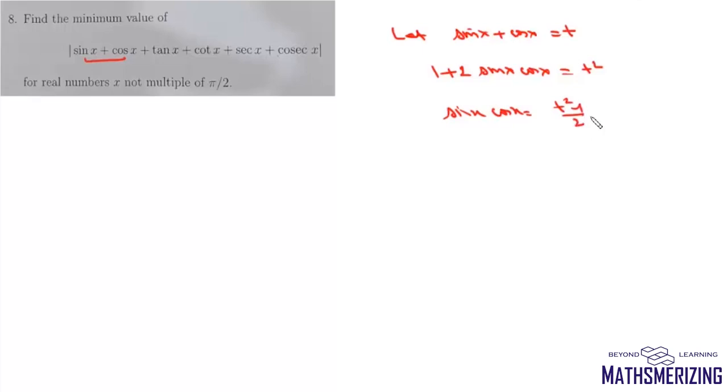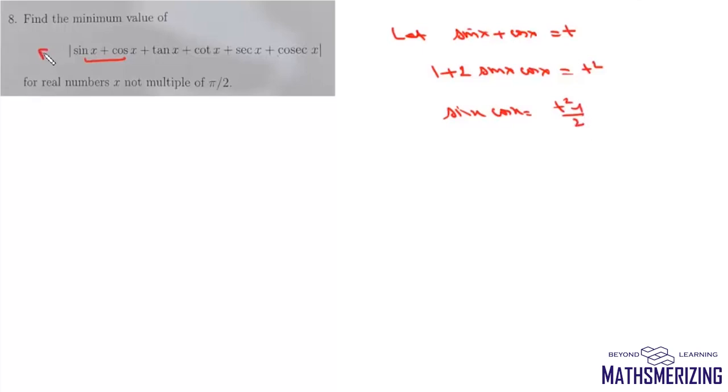Now this question number 8 is very simple and we have already discussed this question in the application of derivatives compendium. So there what we have done is we have taken sin x plus cos x as t. Now we square it, we'll get 1 plus 2 sin x into cos x as t square. So we can write sin x into cos x as (t square minus 1) by 2.